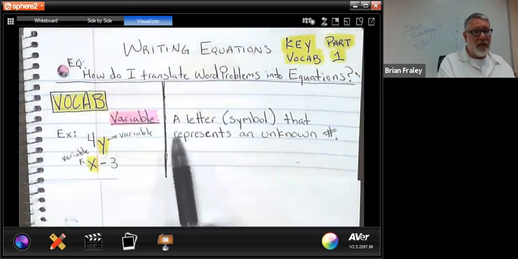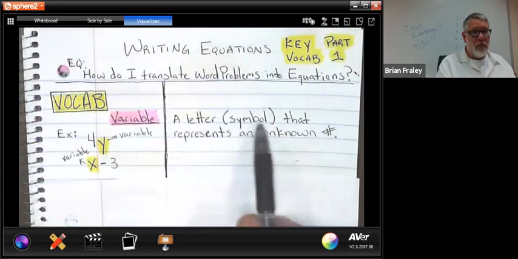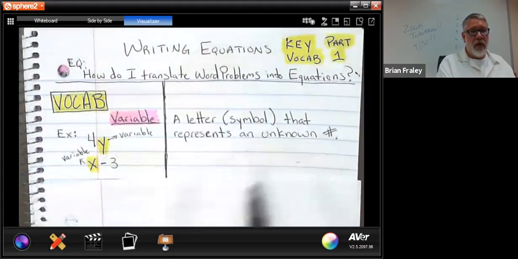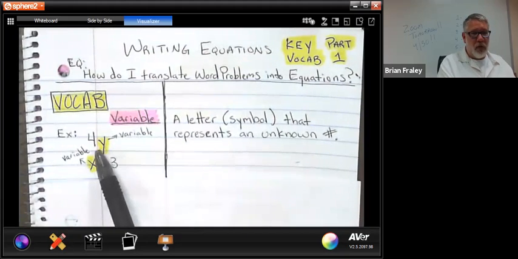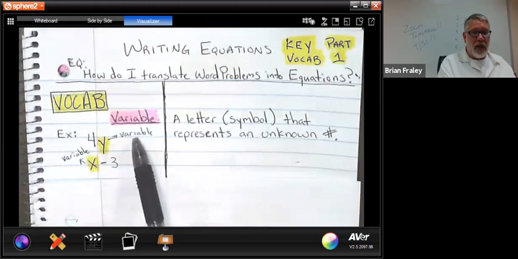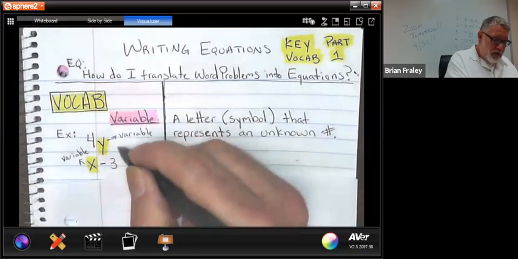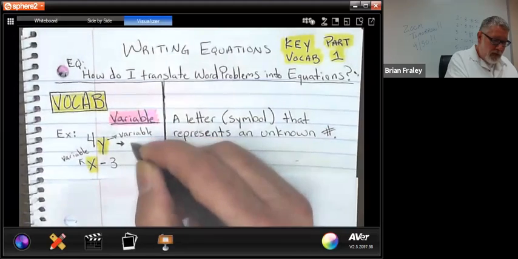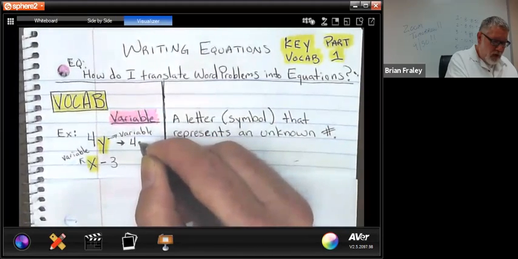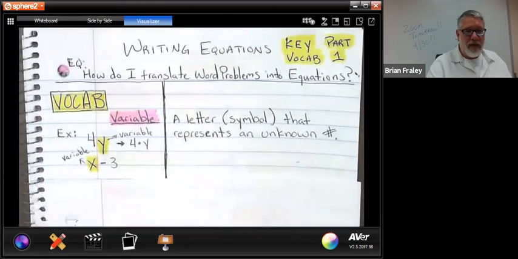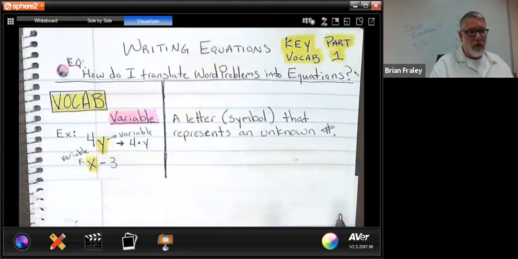A variable basically is just a letter or a symbol that represents an unknown number. So if you look at my example, I have two examples here. The first one is 4y. Okay, well, 4 is a number. Y is what we call the variable. That's the unknown. This really means 4 times y. So let me go ahead and draw that because a lot of us keep forgetting that this really means 4 times y. Okay, when there's nothing in between, it means multiply.